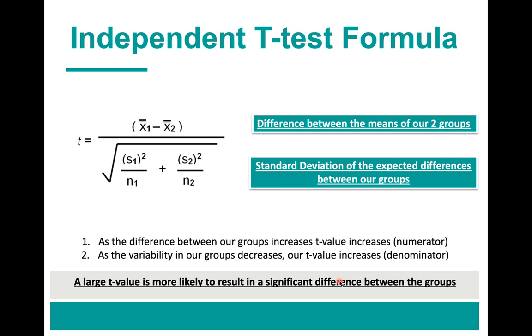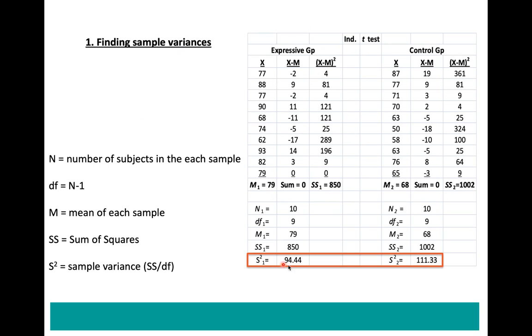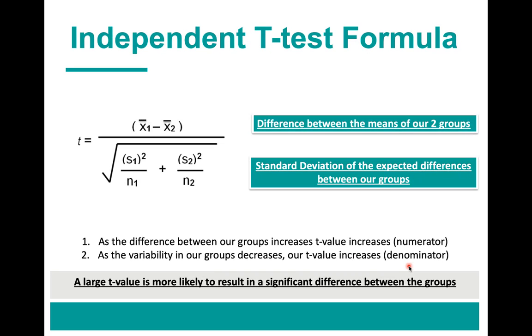Now we just need to plug those S squares into the formula. I have S1 squared and S2 squared, and I've already got each of these values. S1 squared was 94.44. S2 squared was 111.33. So I'm just going to plop those numbers into each of these values, then plop their sample sizes into each of these, so that'll be 10 and 10. And then we just do the algebra.